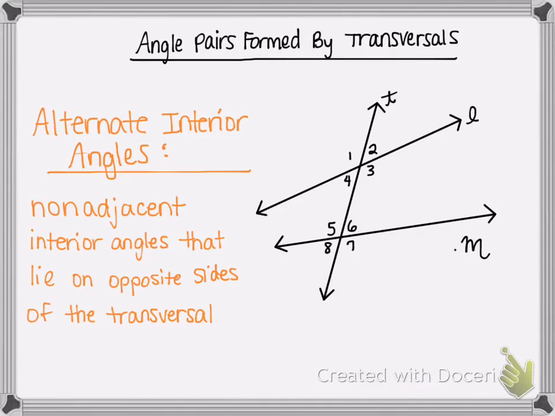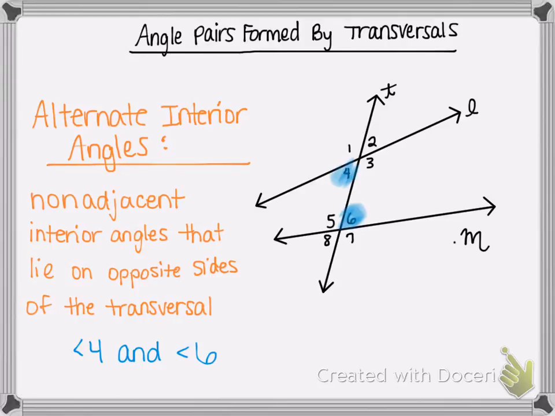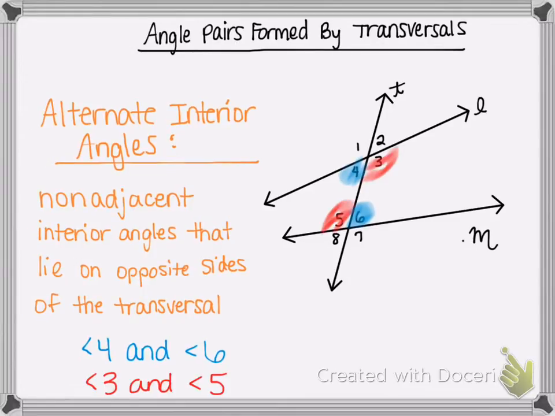Okay, there's going to be 4 of these. The first one is alternate interior angles. So alternate interior angles are non-adjacent interior angles. So they're not side by side, but they're on the inside that lie on opposite sides of the transversal. So the first pair would be 4 and 6. Notice they're on the inside, they're not adjacent, they're opposite sides of the transversal. So then likewise we have 3 and 5 are alternate interior angles.